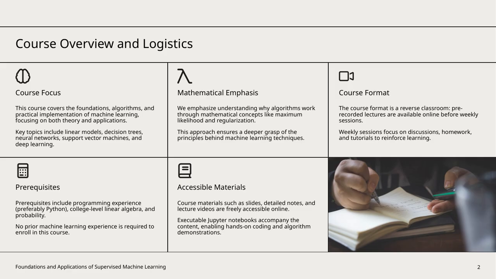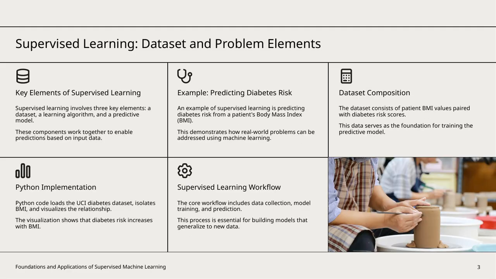All course materials, including slides, detailed notes, and lecture videos, are freely accessible online. Plus, you'll have executable Jupyter notebooks that let you practice coding and see algorithms in action, making the learning process more interactive and engaging. Supervised learning involves three key elements: a dataset, a learning algorithm, and a predictive model. These components work together to enable us to make predictions based on input data.